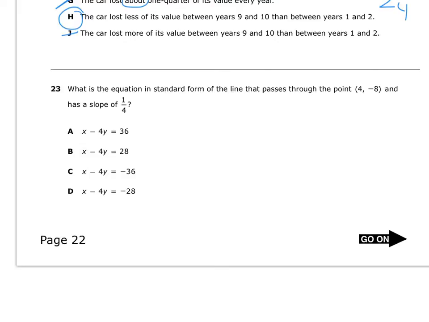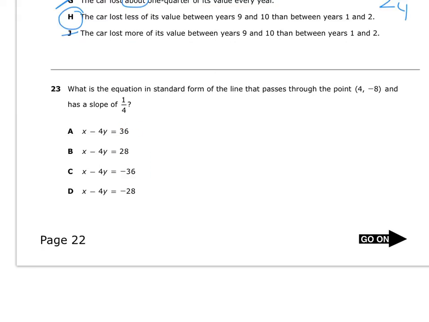In question 23, we want to know the equation in standard form of the line that passes through a given point and has a given slope. Now, what I would do on this one, personally, before anything else, if you look at all of the answer choices that you have here, every answer choice has a positive x, no number in front of it. The y has a -4 in front of all of them. The only difference is this number.